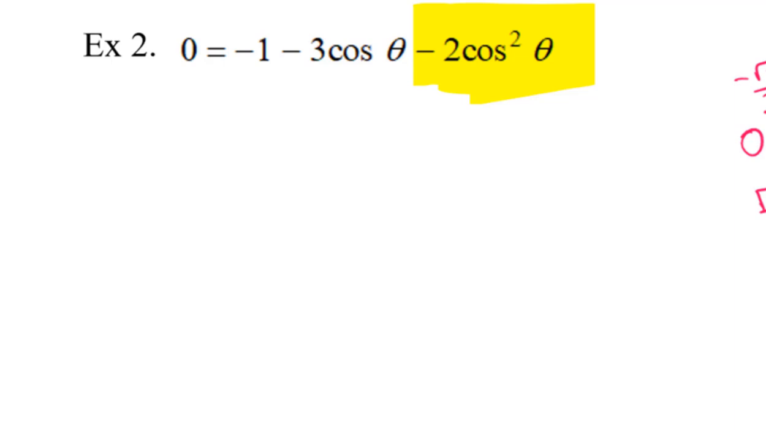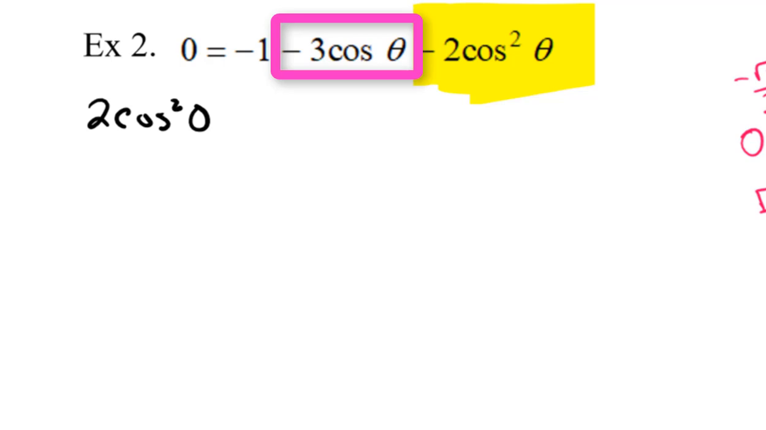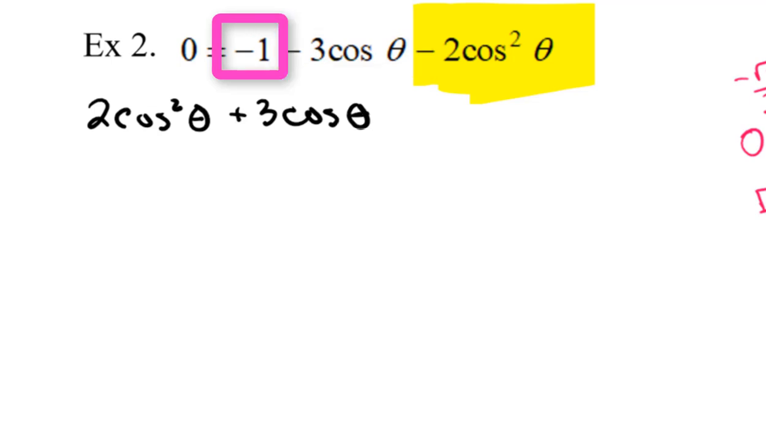So when we do that, we'll end up with 2 cosine squared theta. And then negative 1 times negative 3 cos theta is going to give us positive 3 cosine theta. And then negative 1 times negative 1, of course, will give us positive 1. So this is the same equation just being multiplied through by negative 1. And we're going to go ahead and set that equal to 0.